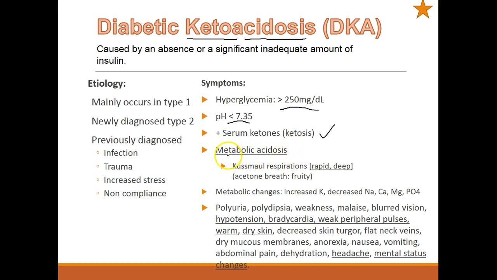So I mentioned in class, see how this is underlined. Other things that are underlined here on this slide are symptoms that are related to the metabolic acidosis. The other symptoms here are more related to hyperglycemia and dehydration.